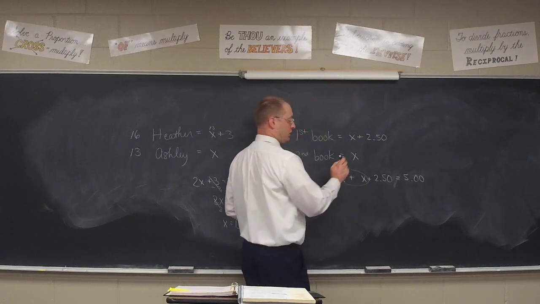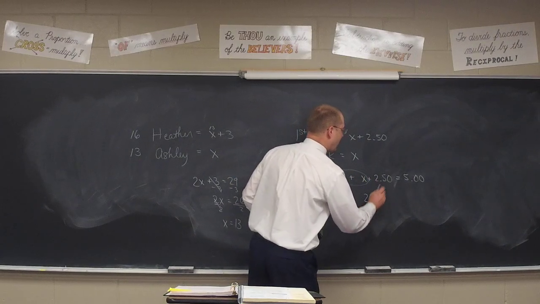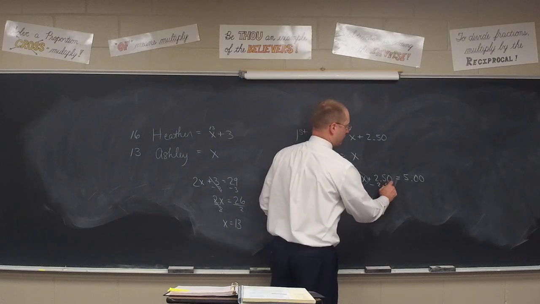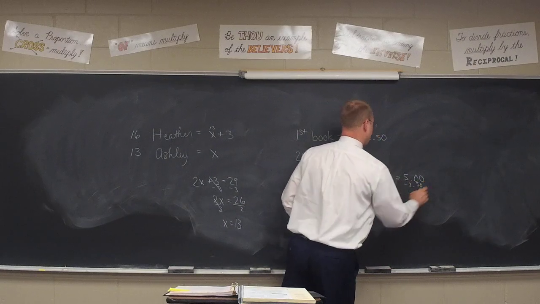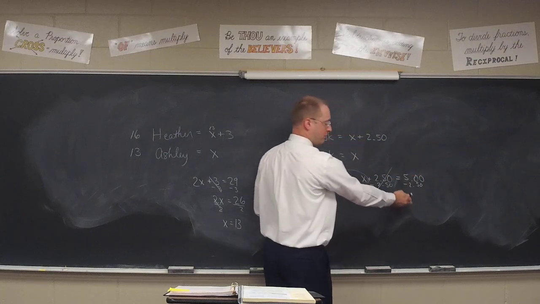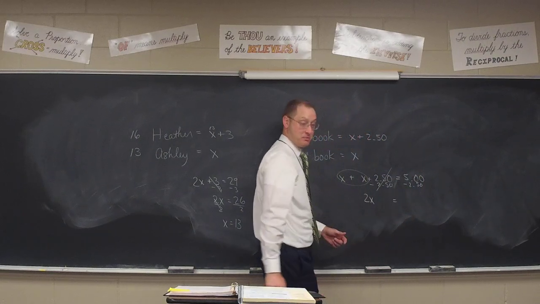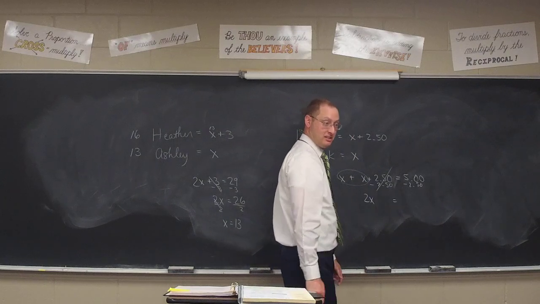Let's combine the x's here, Griffin. 2x. And at the same time, let's get rid of this plus 2.50. Negative 2.50 on both sides. Now they cancel here, of course. And what do I get on the other side? What's $5 minus 2.50?